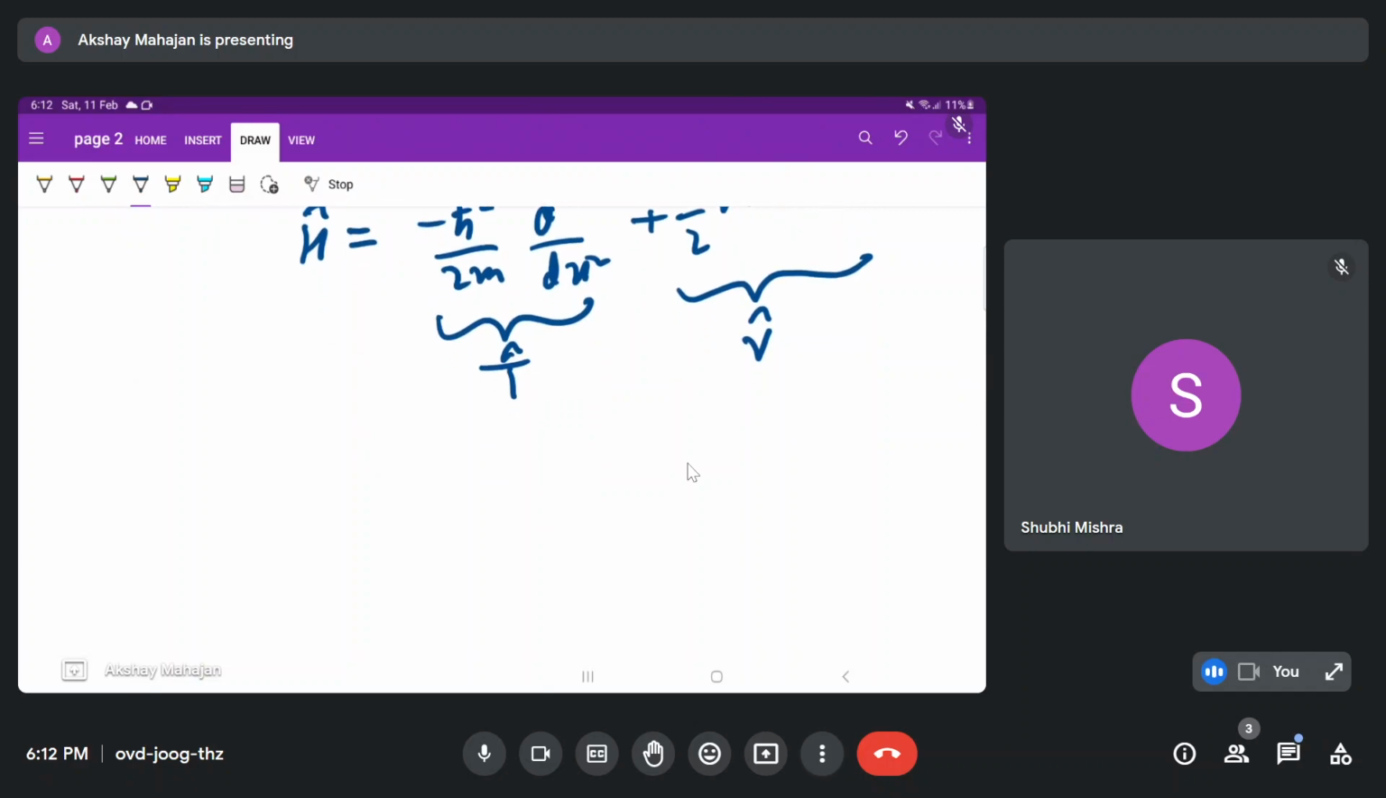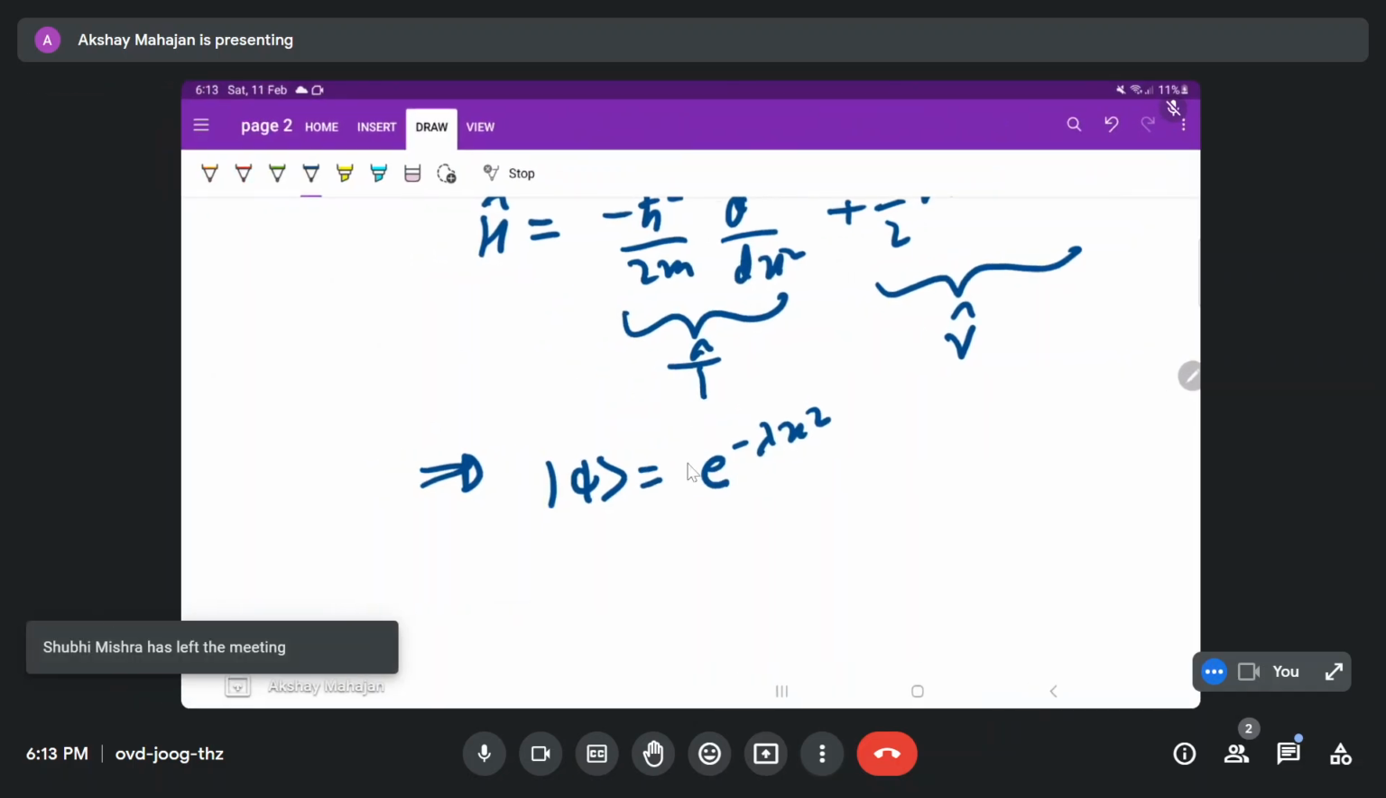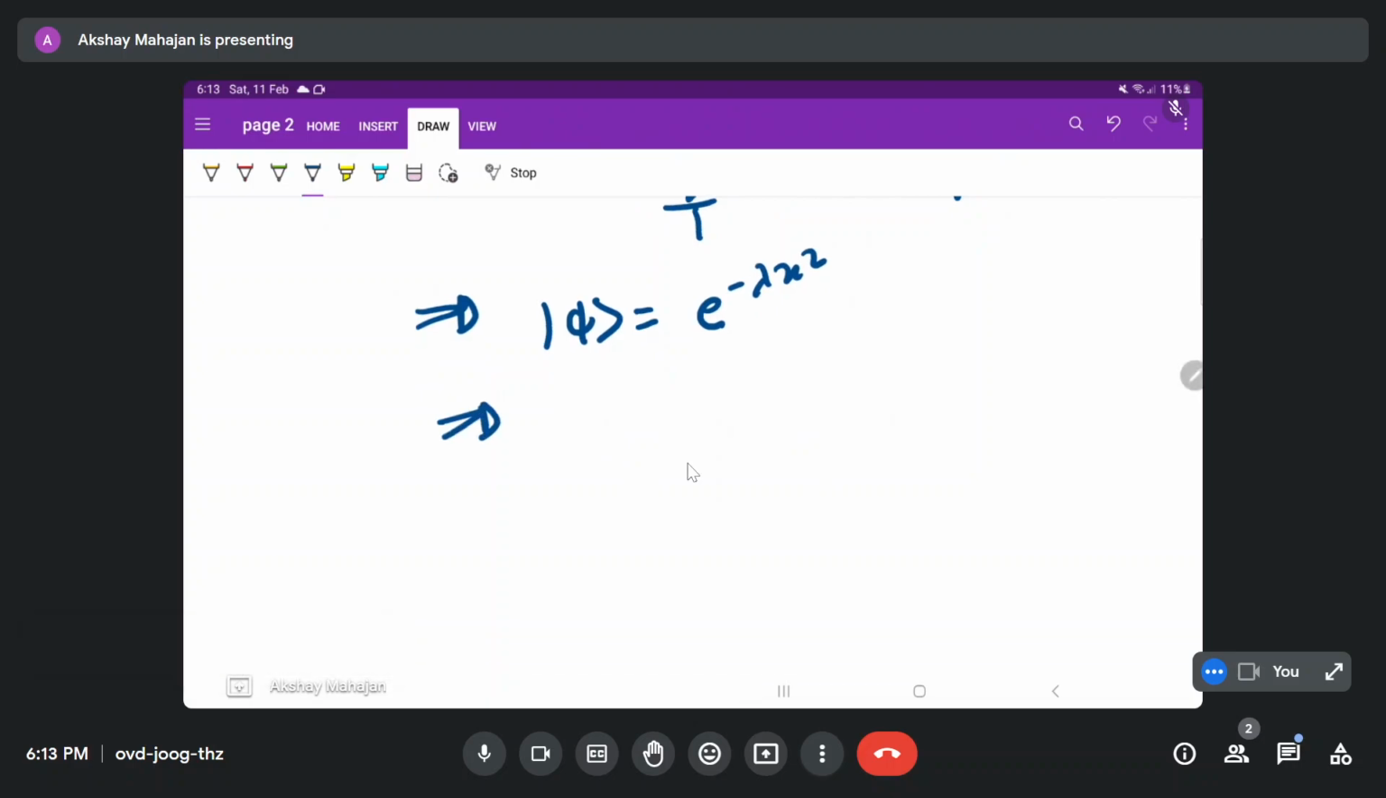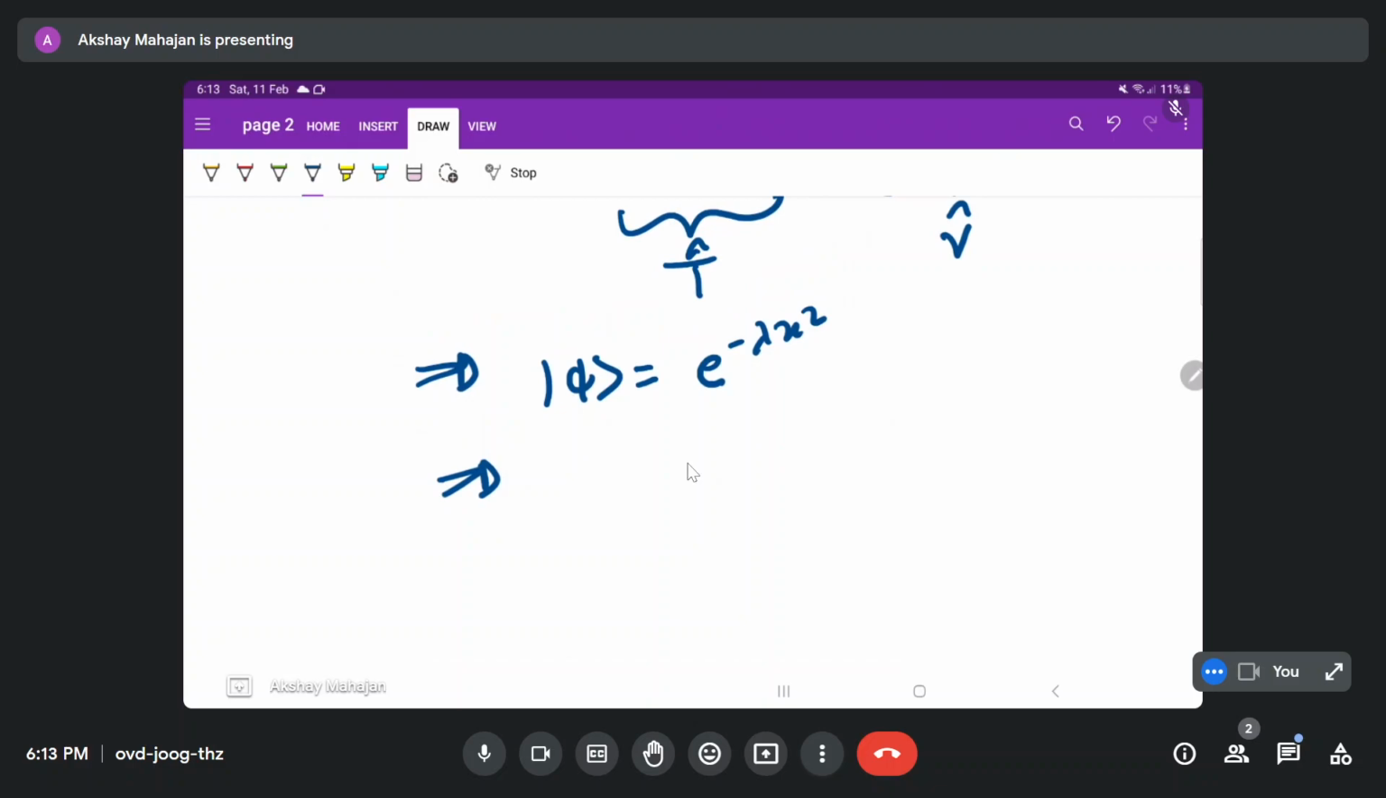Now we have to assume our trial wave function. As done in the class, we know that the ground state wave function is going to be a Gaussian function. We will go with e to the power minus lambda x square. So this is our guess.